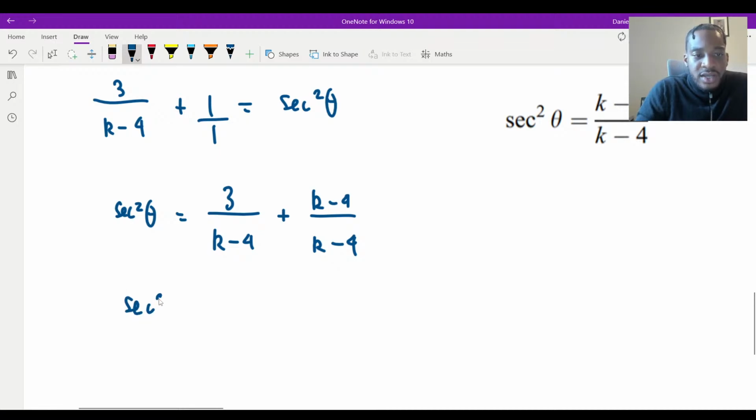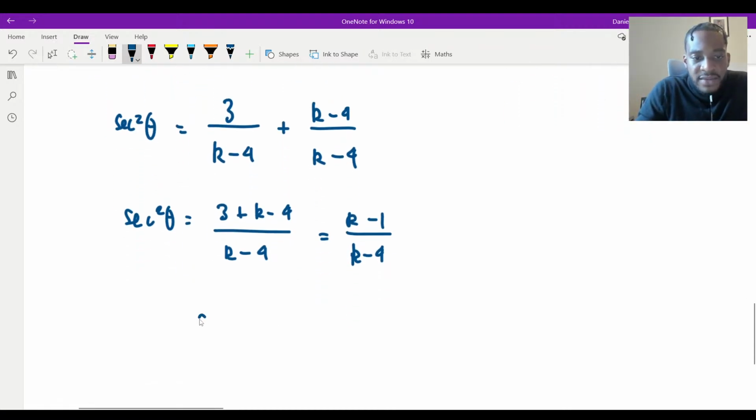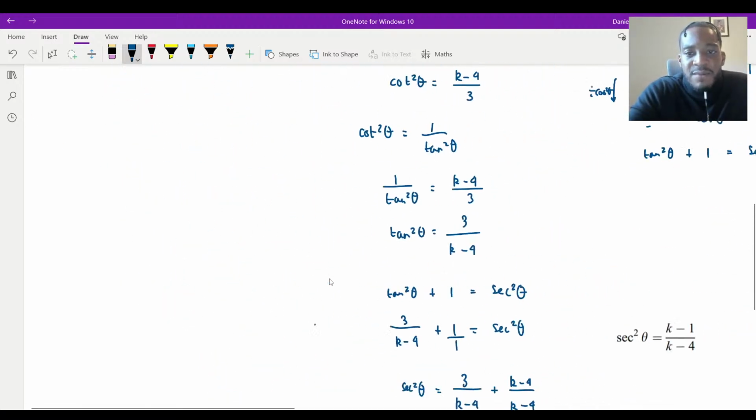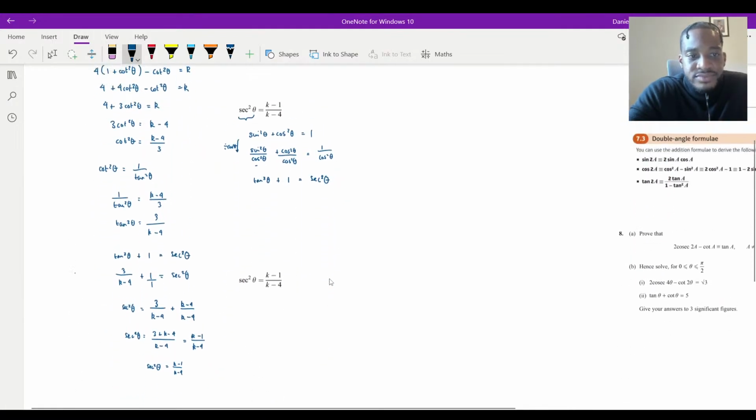So we get sec squared theta is equal to 3 plus k minus 4 all over k minus 4. And then that means, well, that's going to be k. 3 minus 4 is minus 1. Done it. Brilliant. 5 marks in the bag. So that means that sec squared theta is equal to k minus 1 over k minus 4. Let me just zoom out so you can see all of the steps. Does that make sense, guys? It was a bit tricky, to be fair, but we're happy with that.